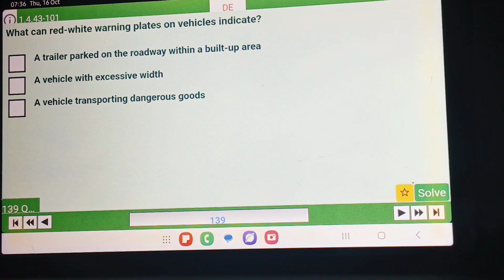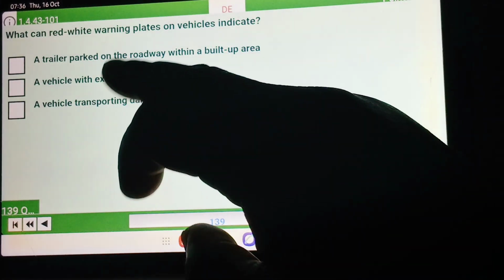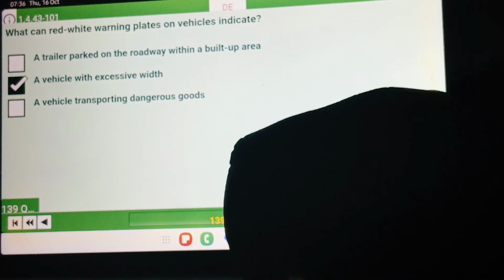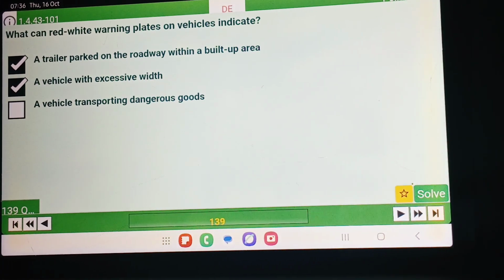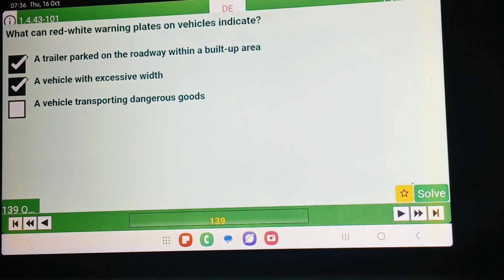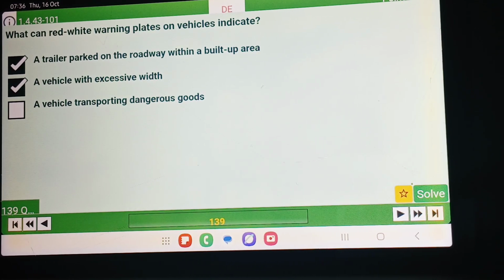What can a red and white warning plate on a vehicle indicate? A red and white warning plate, it means what? A vehicle with excessive width, maybe the vehicle is too wide, or a trailer parked on the roadway within a built-up area. Okay, maybe the trailer is parked in a built-up area on the road, so they will put a red warning plate on it. When you see a red warning plate, it means either the vehicle is too wide or a trailer is parked on the road. Okay, so that's the meaning.